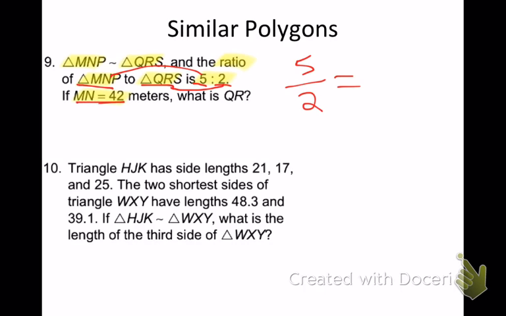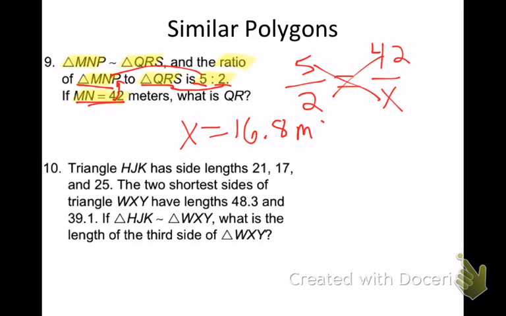equals. Now let's look. MN. What's that going to go with? First one's on top. So that would be on top. So 42 over x. Take a couple seconds to finish that one on your own. All right, yeah, so when you work this one out, 5 times x, 42 times 2, you end up with 84 equals 5x, or x equals 16.8. What was my unit now? Meters.